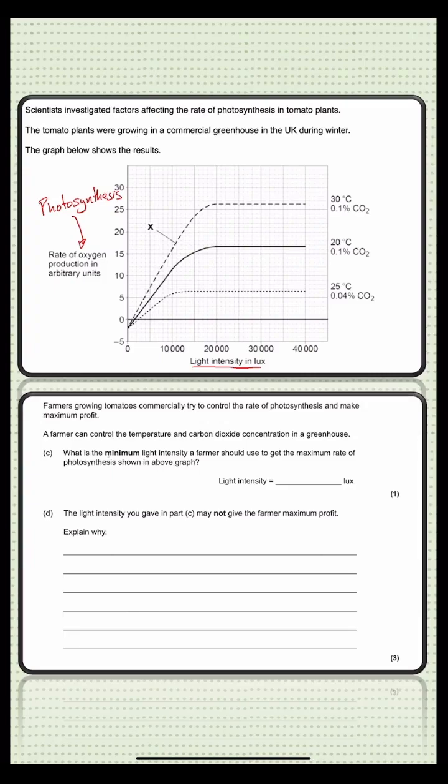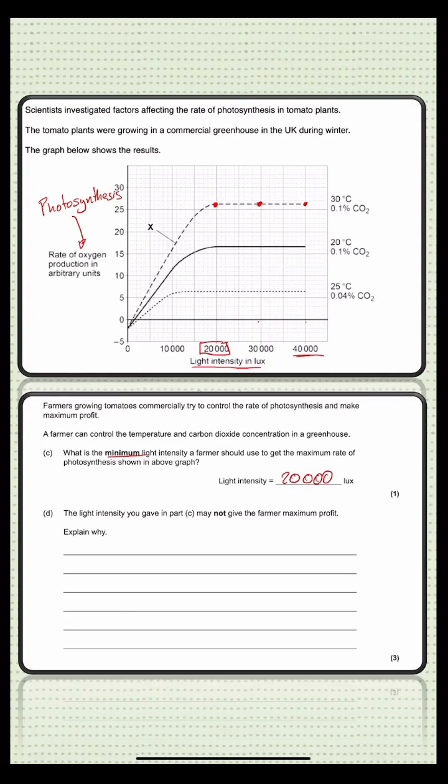Minimum light intensity. So technically you could say 40,000. That would get you the highest possible rate, but it's asking for the minimum. You don't have to go to 40,000, because 30,000 is going to give you the same amount. So that's not the minimum. So we go back. The answer's around here, and that gives you 20,000. The answer's 20,000. Hope that made sense.